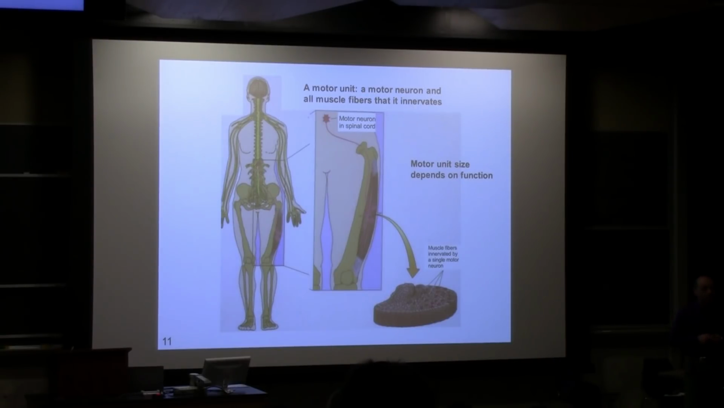Any questions? Is it clear what a motor unit is? Why is it called a motor unit? Because it's basically the single smallest unit of control for your nervous system. You can at best control a single motor neuron, but you can't control a single muscle fiber.